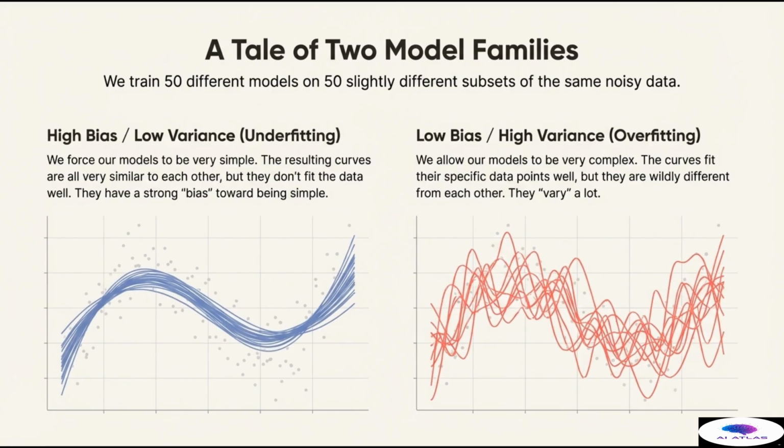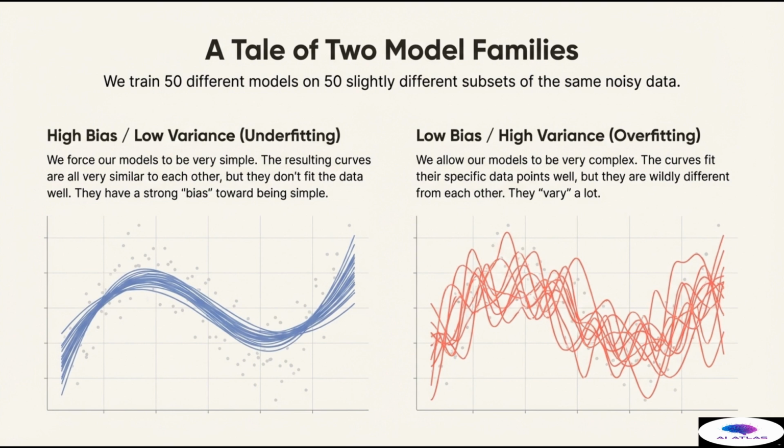On the left, we have the high bias/low variance, underfitting, family. We deliberately constrain these models to be very simple, perhaps using only a first or second degree polynomial. Because they are structurally simple, the 50 resulting curves are all highly similar to each other. They have low variance. They are predictable and stable. However, they consistently miss the complex wave pattern of the data, meaning they all share a strong bias toward being simple, resulting in poor fit overall. They are reliably wrong.